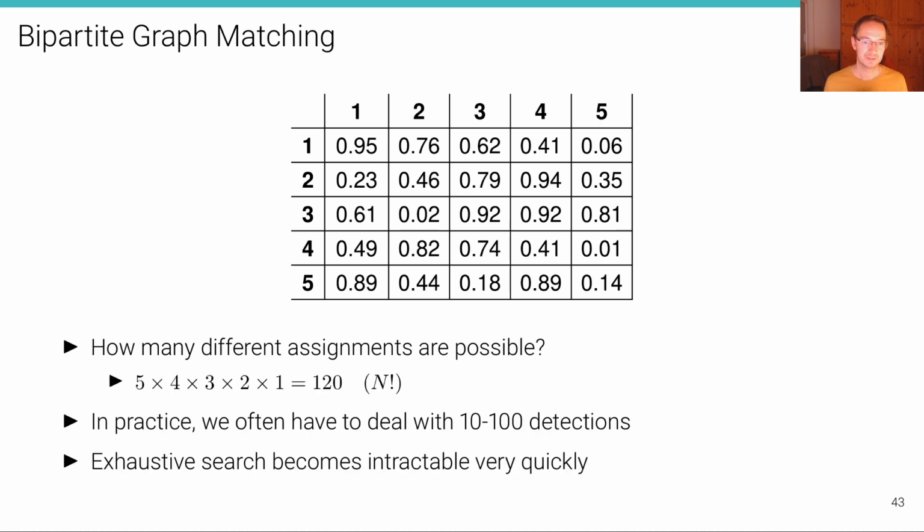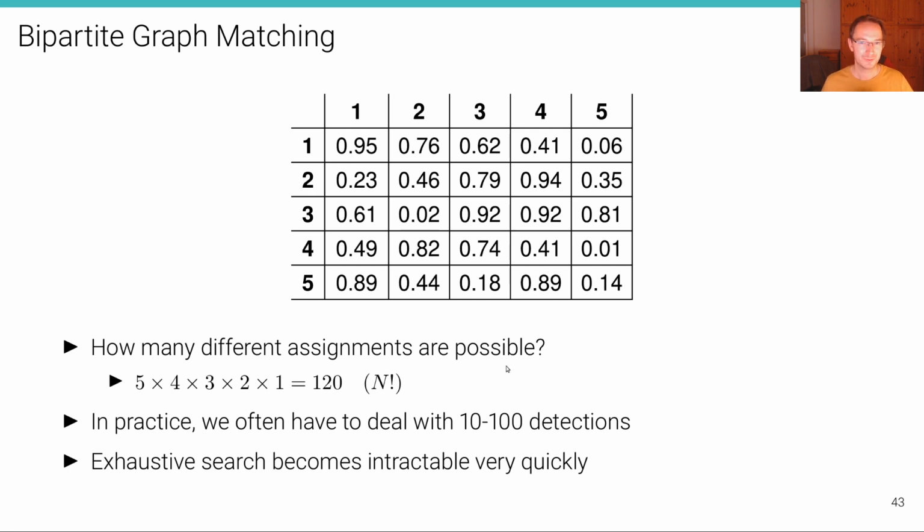Well, there are n factorial possible assignments. So in the case of 5 by 5, we have 5 factorial, which is 120. For the first object track, we can choose among 5 object detections. Once we have made that choice, we can choose amongst 4 remaining ones. And then for the third one, amongst 3, and so on.